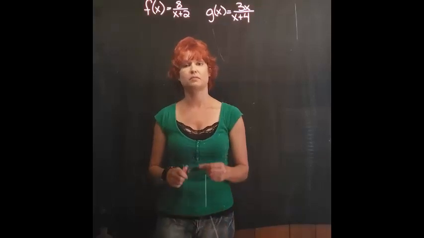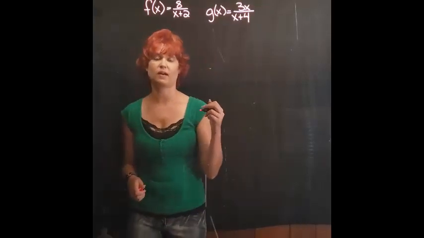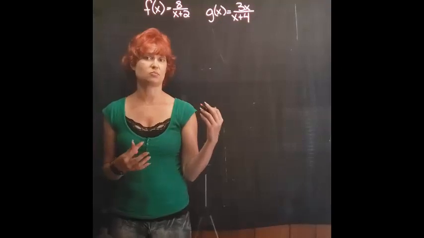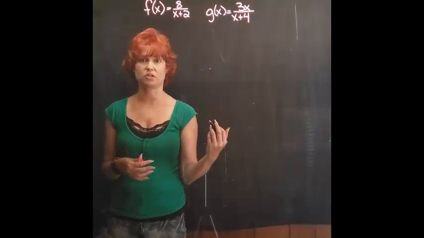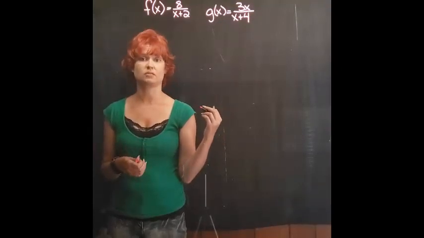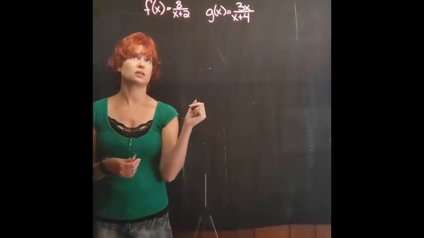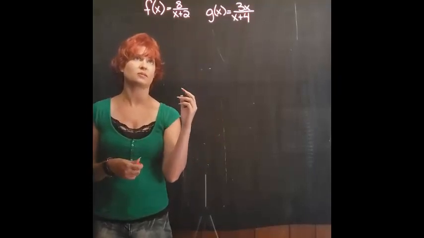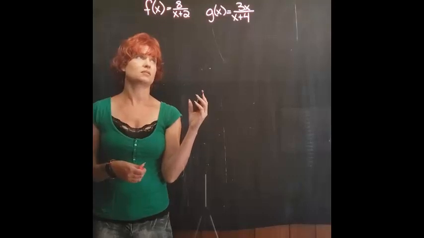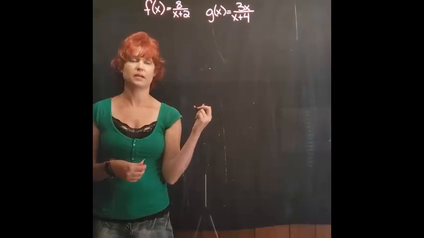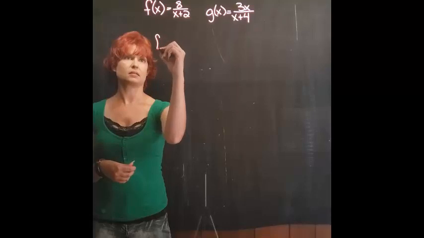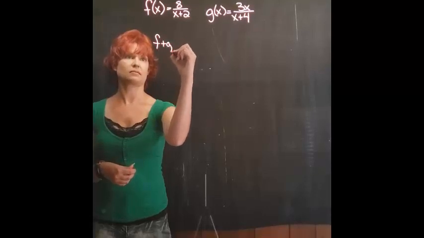Let's look at what happens when we are trying to find the addition, subtraction, multiplication, or division of two functions. So we have our two functions here. f of x is 8 over x plus 2, and g of x is 3x over x plus 4. So first let's look at what happens when we add these.